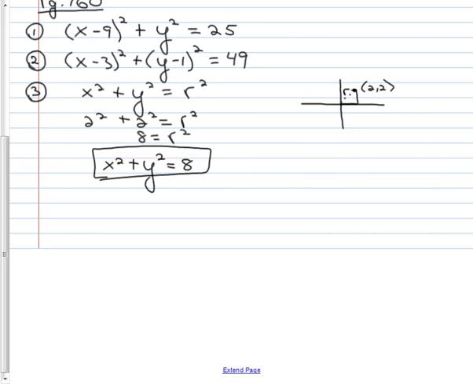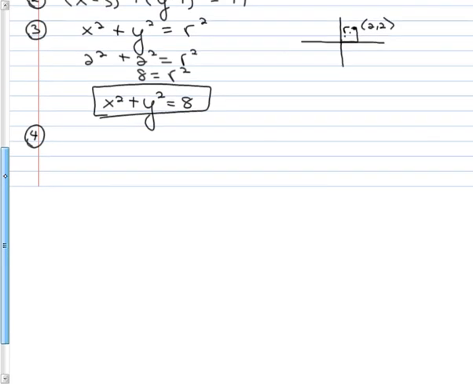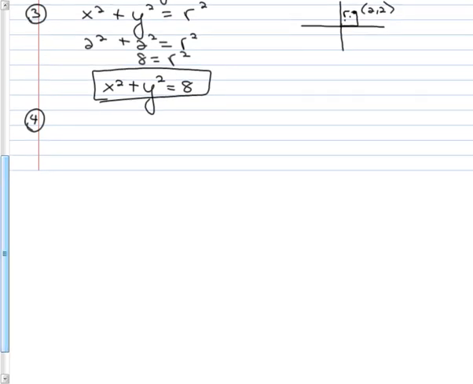So what's the radius? What do you do to get the radius? Take the square root of 8, whatever that is, some decimal. R squared is 8, and that's what we want in the equation of a circle, R squared.